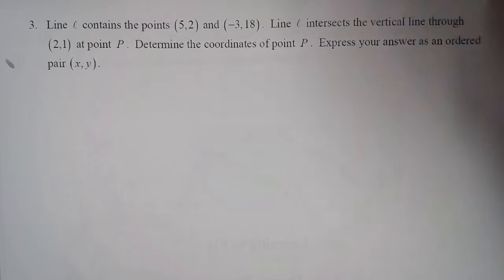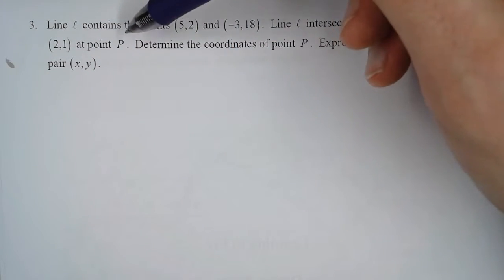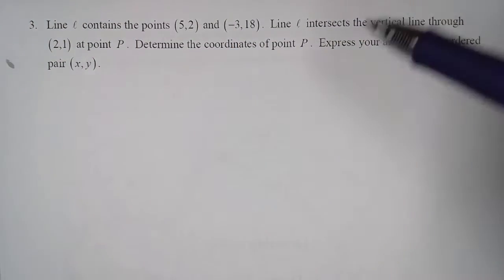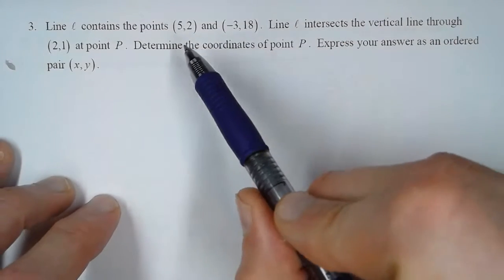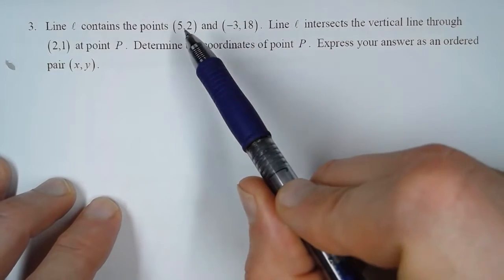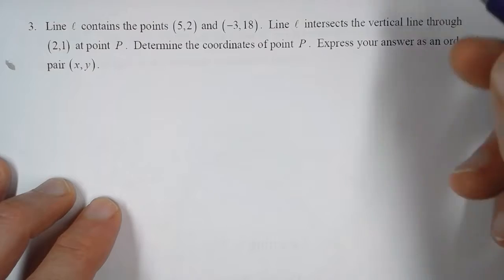In this problem, it gives us that line L contains the points (5, 2) and (-3, 18). It says line L intersects the vertical line that passes through (2, 1) at point P. So we want to determine the coordinates of point P expressed as an ordered pair. So let's first focus on this line. It passes through the points (5, 2) and (-3, 18).